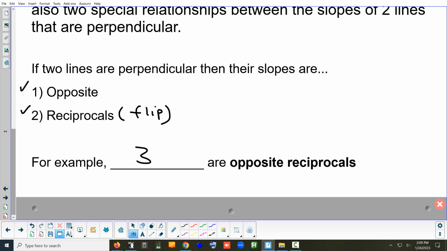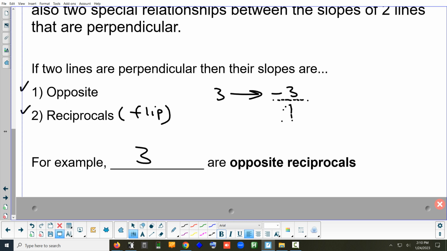So let's do both of these things to this number. What's the opposite of 3? Let's start with that. Negative 3. So there's the first thing. Now, we're about to flip that number, but it's not a fraction. What can you always put in the bottom of something to make it a fraction if it's not a fraction? Put 1. So just pretend like there's an invisible 1 in the bottom.